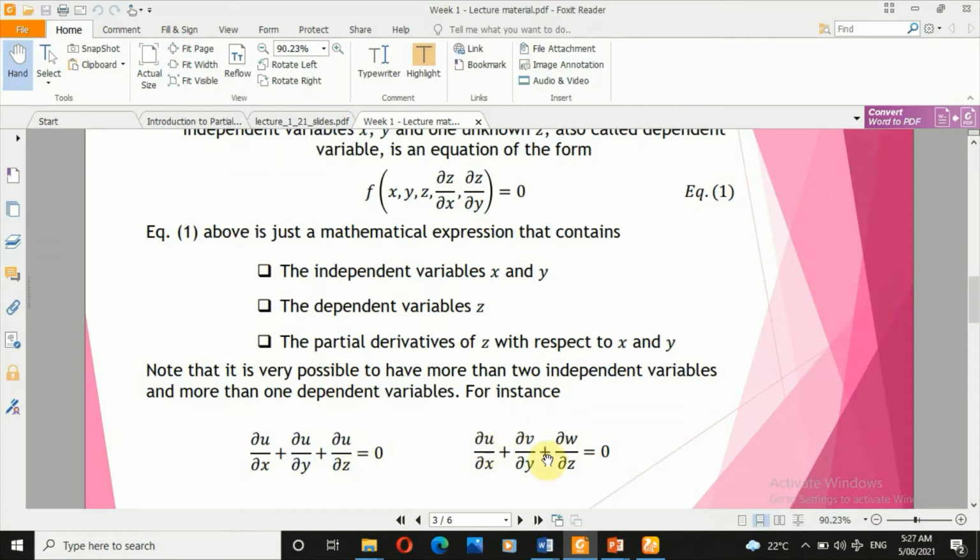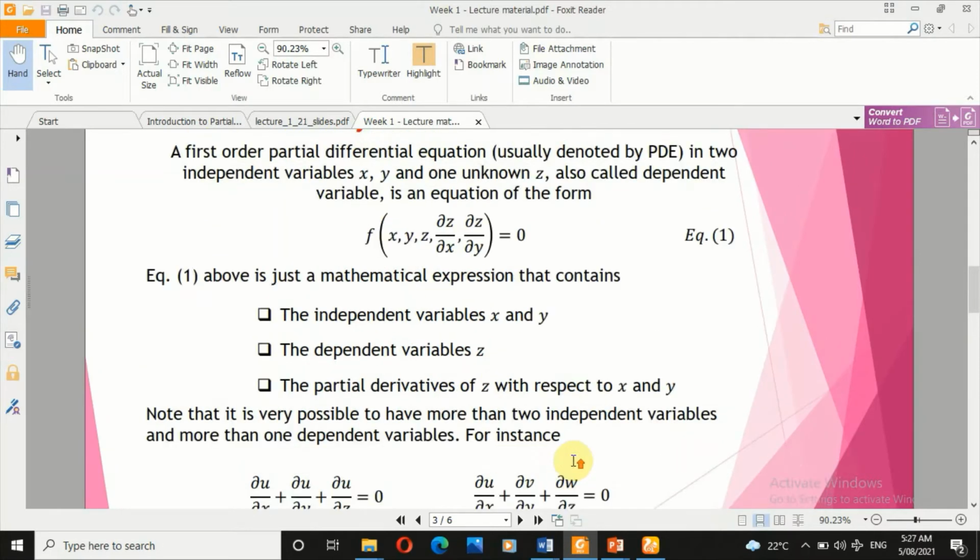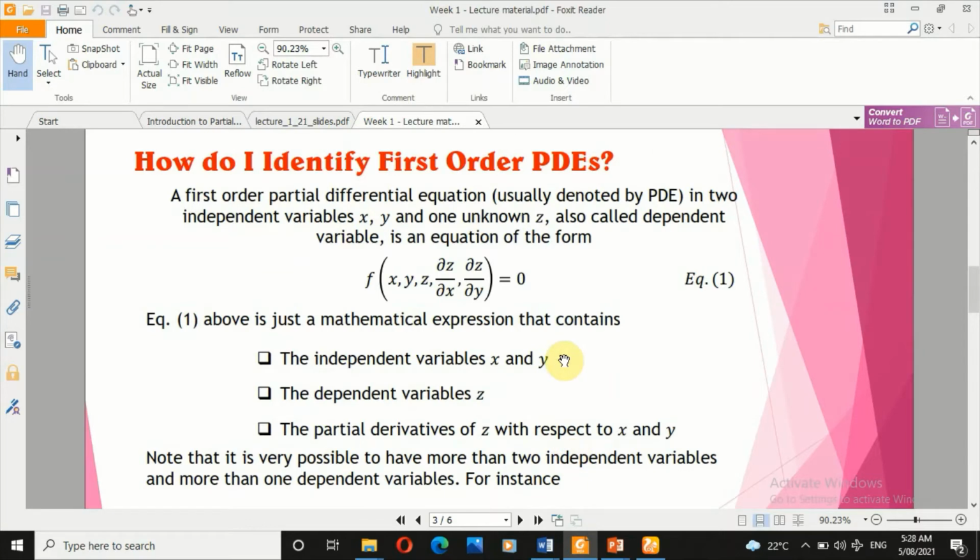In fact, we can also see something like this. It's also called a PDE. In this case, you now see that we have u, v, w to be the dependent variables, and we have x, y, z to be independent variables. So this is the best definition. This is one of the acceptable definitions for PDE, partial differential equation.